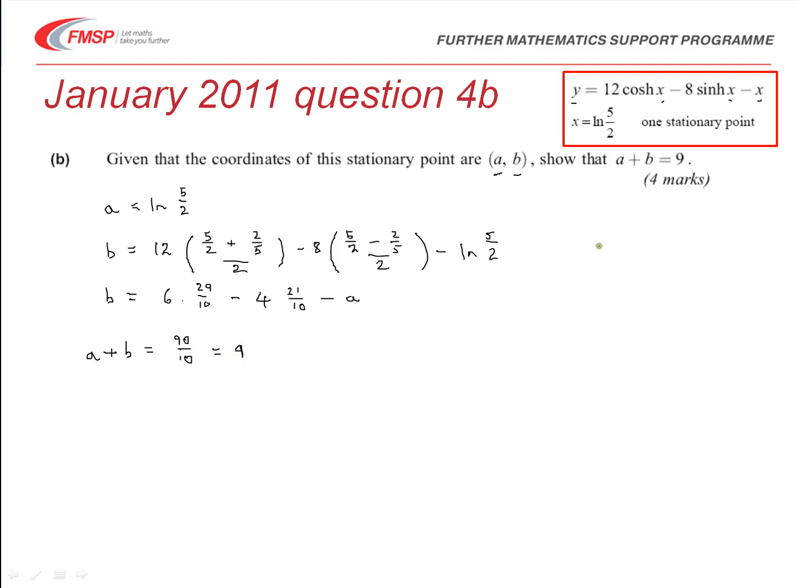So again, a method mark for an appropriate substitution in here, and an accuracy mark for actually simplifying that down. To getting to this point here, again, you'll get a mark, and then for finally simplifying that down to the result that you require will get you the 4th mark in this part of the question.